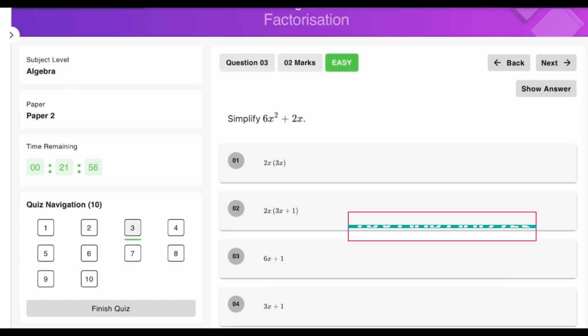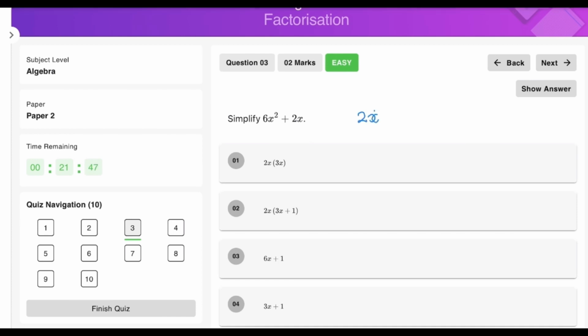And finally, the last expression for the question. So 6x squared plus 2x. Again, we're looking at 2, which is the highest factor, and x, which is the highest variable we can factorize, leaving me with 3x for the first term and 1 for the second term. So again, answer is the second option here.